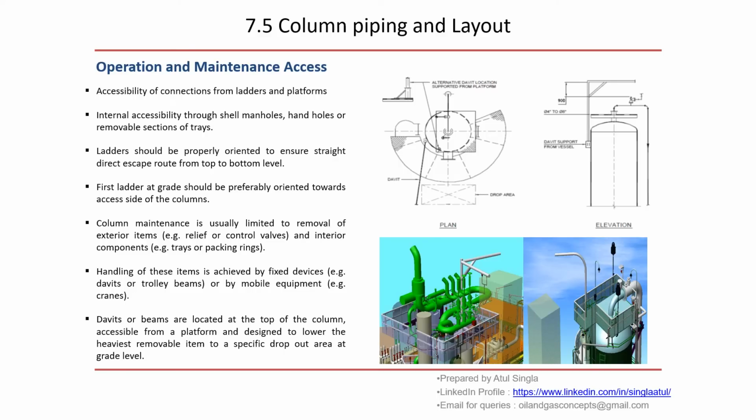So davits or beams are located at the top of the column, accessible from a platform, and designed to lower the heaviest removable item to a specific dropout area at grade. Any internal or anything which we want to lower from the column to the grade level, we use all these davits and beams. So these are the few things which we need to take care of while providing operational maintenance access.